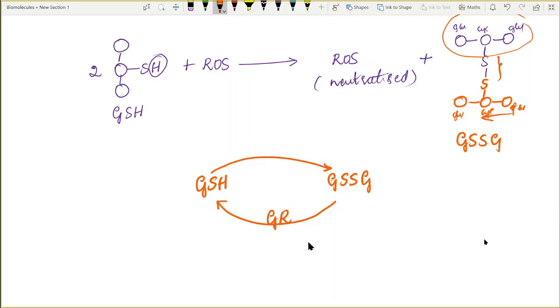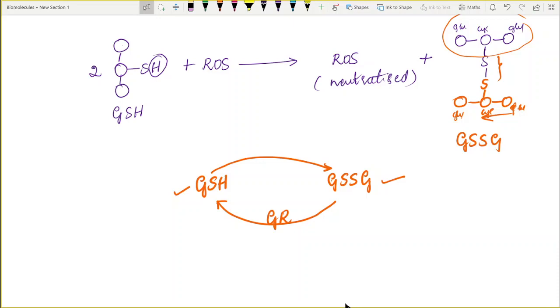As a result, simply summarizing, during the neutralization of the reactive oxygen species, two glutathione molecules undergo oxidation to form the oxidized form of the glutathione, represented as GSSG. And again, it is reduced back to free glutathione by the enzyme glutathione reductase. Because of this ability of glutathione to switch between the oxidized form and its reduced form, our glutathione molecule acts as a very good antioxidant.